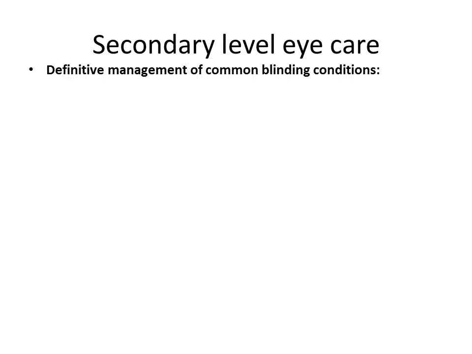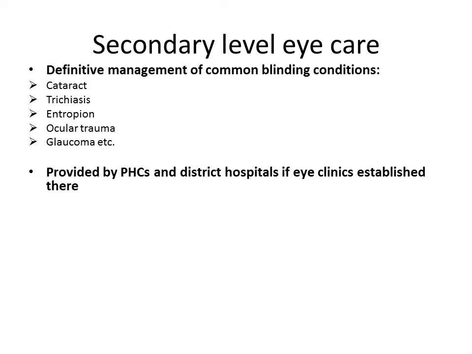The services available at the secondary level include definitive management of common blinding conditions, like treatment of cataract, surgical correction of trichiasis and entropion, ocular trauma management, management of glaucoma, etc. Secondary level care is provided by primary health centers and district hospitals if eye clinics have been established in these.